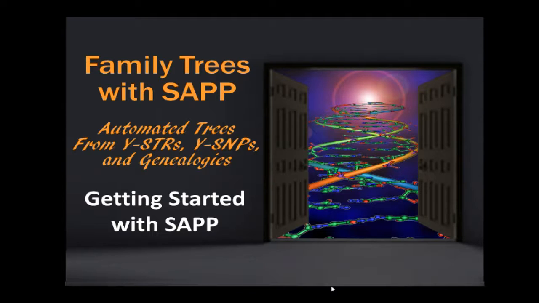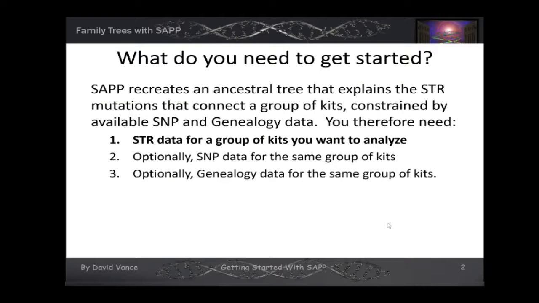So if we look at what you need to get started in the tool, since SAPP's purpose is basically to recreate an ancestral tree that explains the STR mutations that connect a group of kits, it further constrains that by the available SNP and genealogy data.